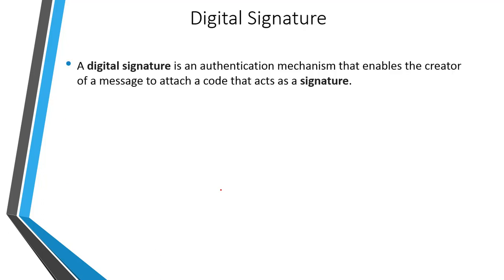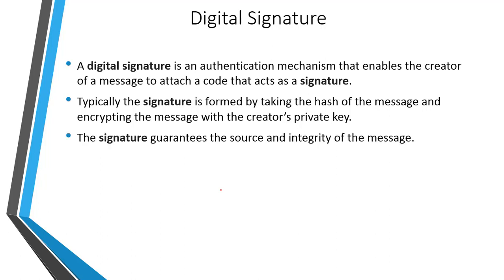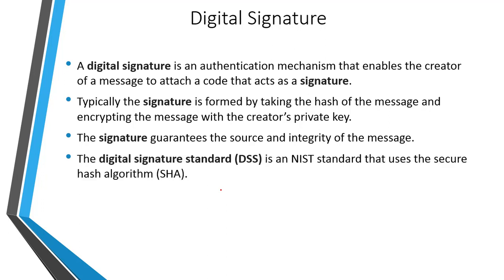So first of all, we will discuss what is digital signature. A digital signature is an authentication mechanism that enables the creator of a message to attach a code that acts as a signature. Typically, the signature is formed by taking the hash of the message and encrypting it with the sender's or creator's private key. The signature guarantees the source and the integrity of the message. The digital signature standard is an NIST standard that uses the secure hash algorithm.